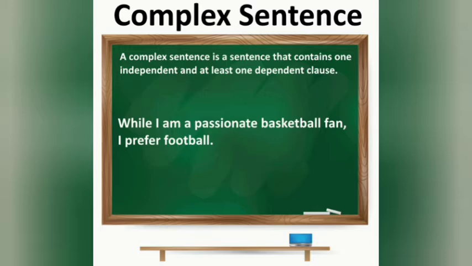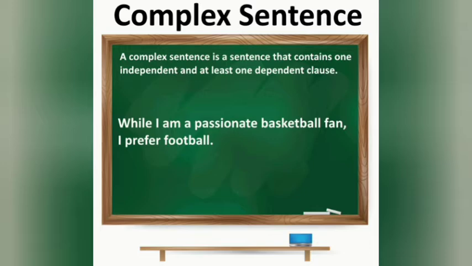The first one is the independent clause, the clause which has a complete meaning in itself, the clause which can stand alone as a complete sentence. And the dependent clause is that clause which depends for its complete meaning on the independent clause. When these independent and dependent clauses come together, this forms the complex sentence.